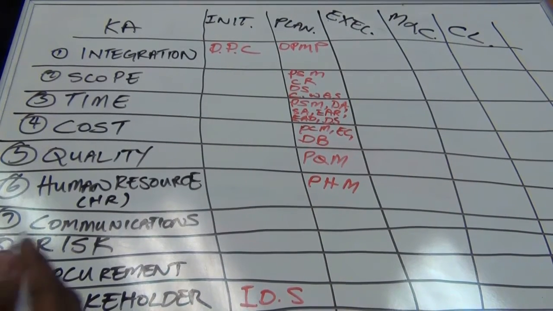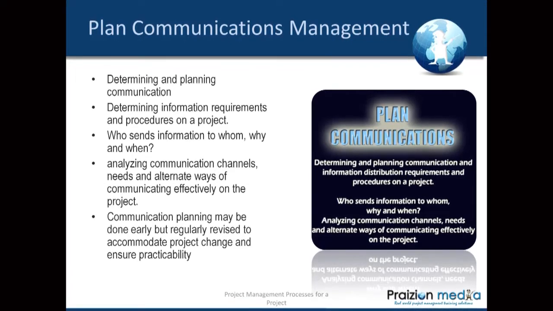The next knowledge area, we have plan communications management. You can see that the terms are becoming more predictable for the first process in any of these knowledge areas. So plan communications management is number 7 under planning.